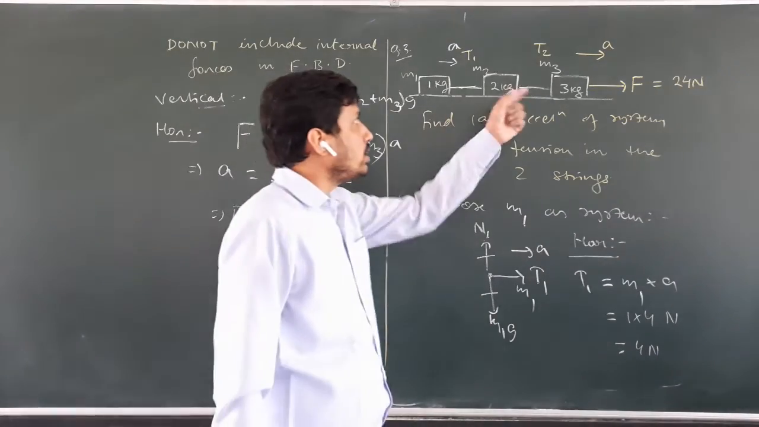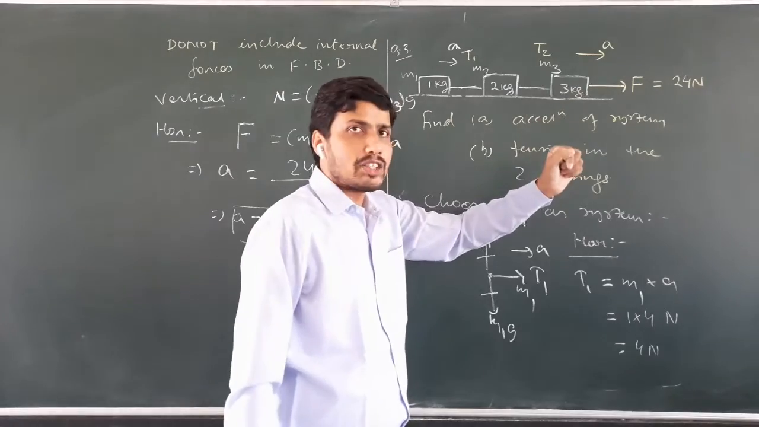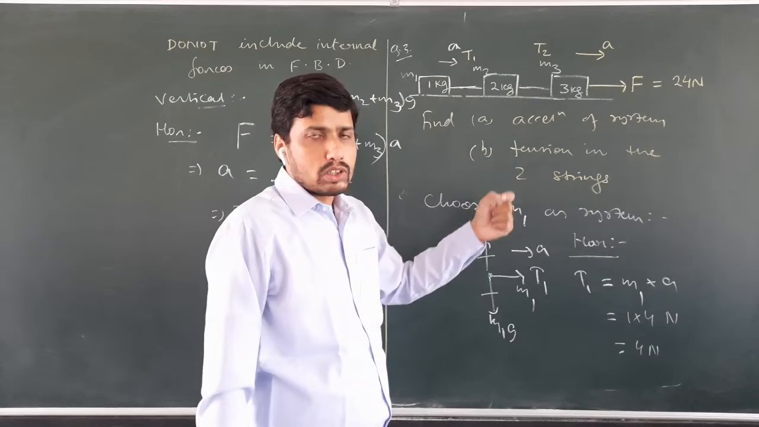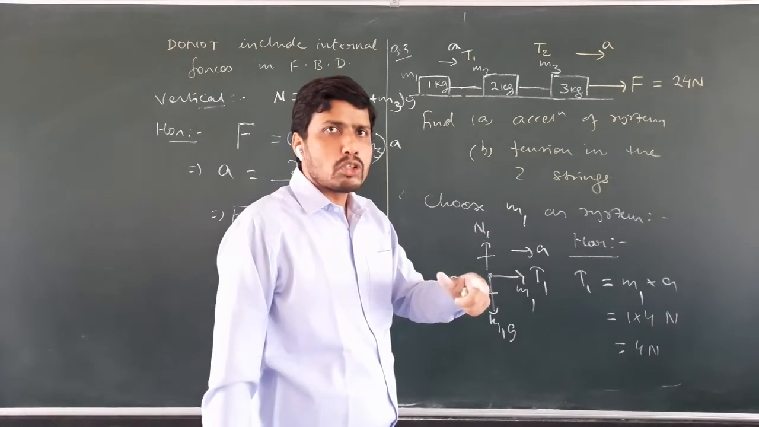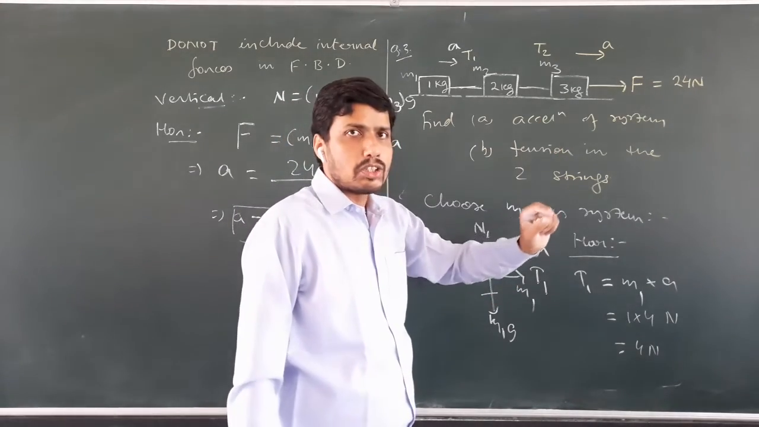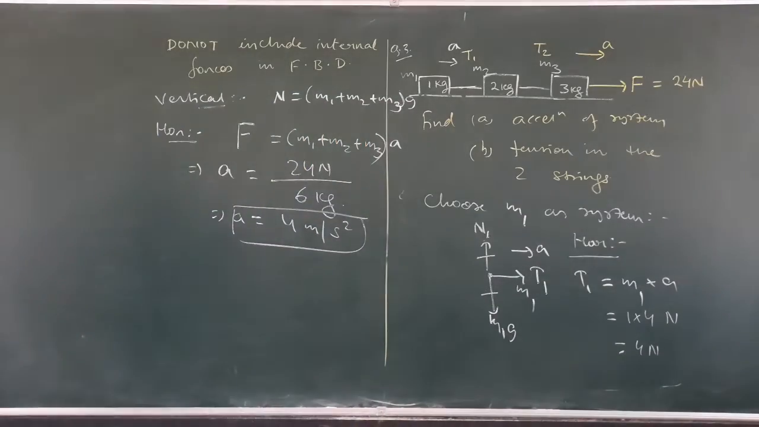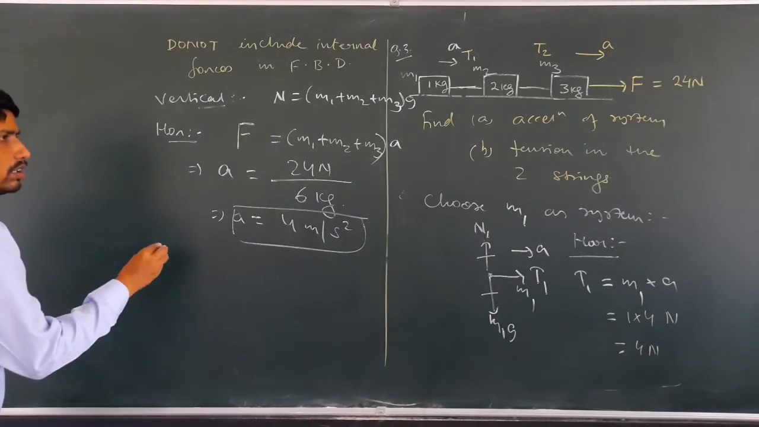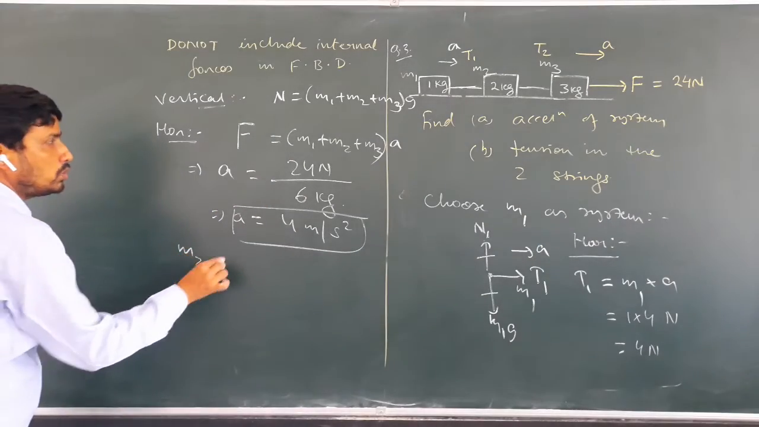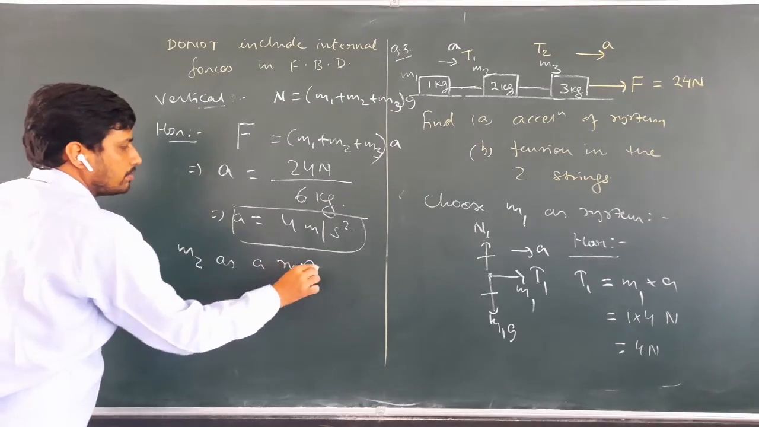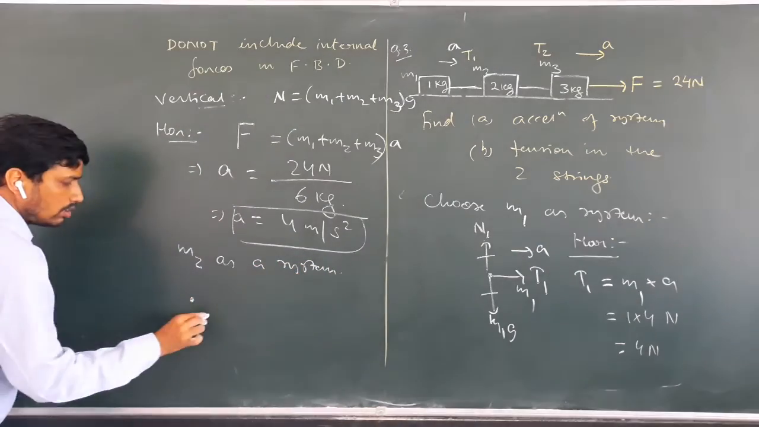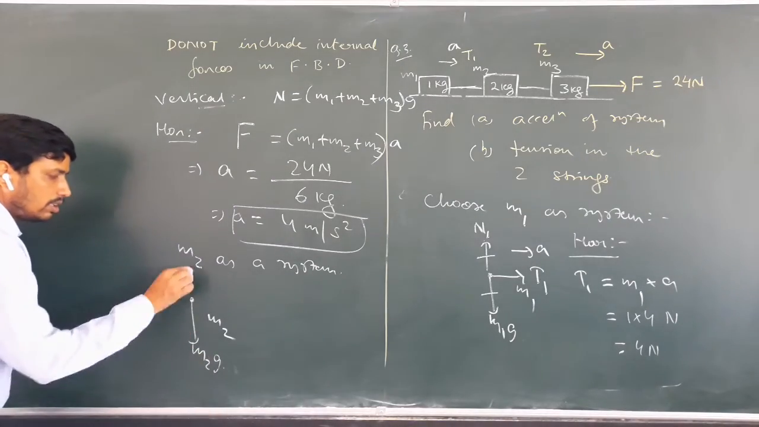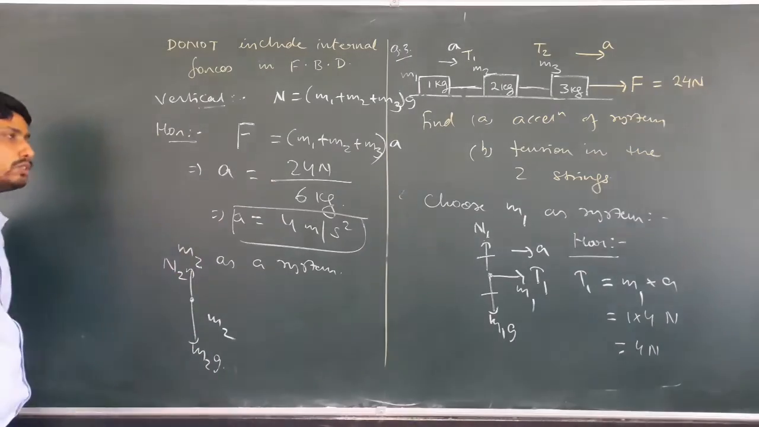Next, to find T2, you can choose either 3 kg as a system or 2 kg as a system. I will take 2 kg as a system and I will solve it. Please try to solve the same question by taking 3 kg as a system and see to it whether you are arriving at the correct answer or not. So now we choose m2 as a system. Suppose this is m2. So gravity will act in downward direction, m2g. Normal reaction will be there, upward direction, N2.